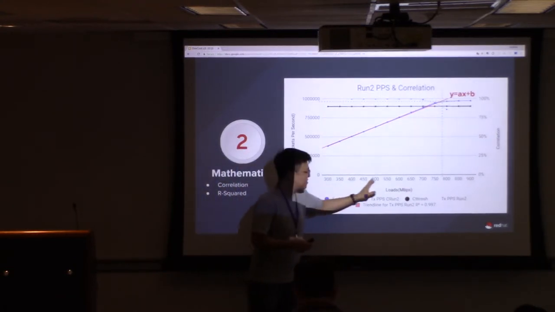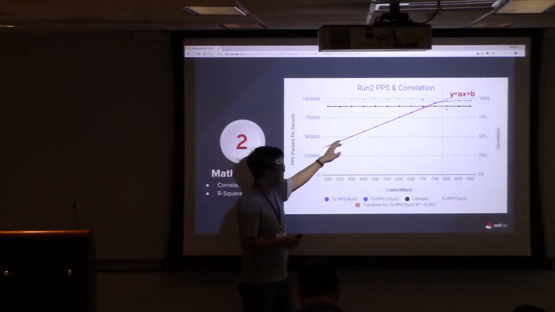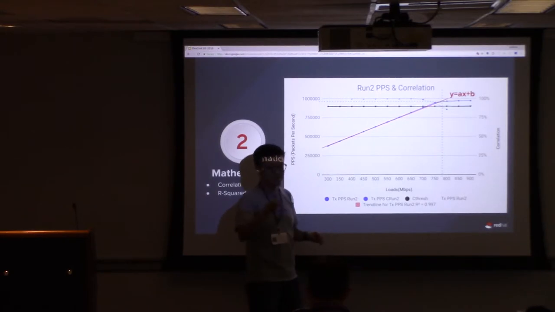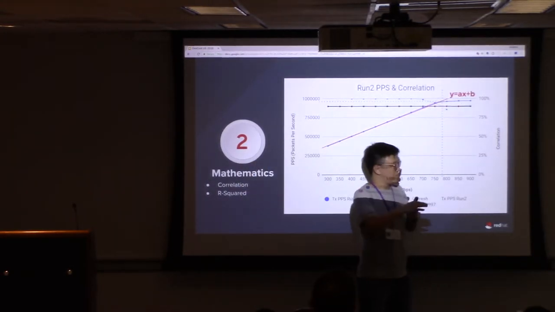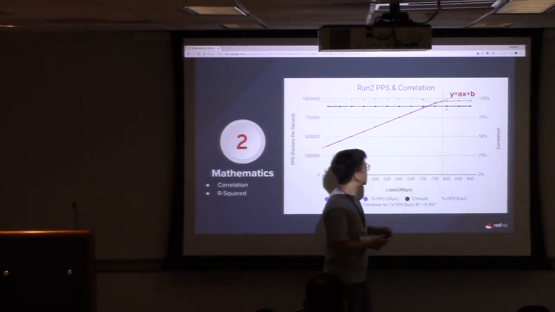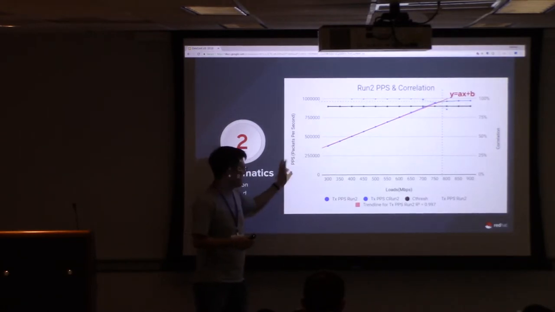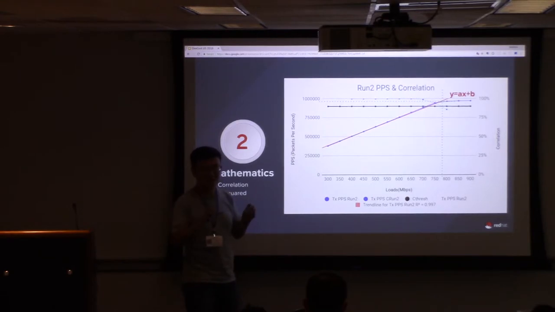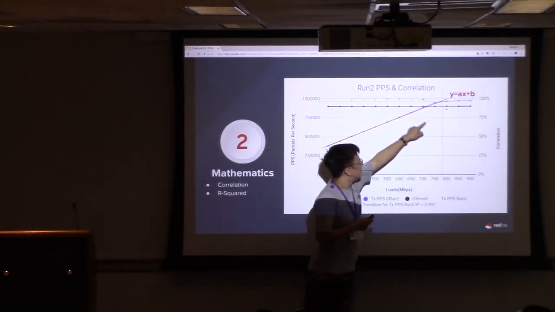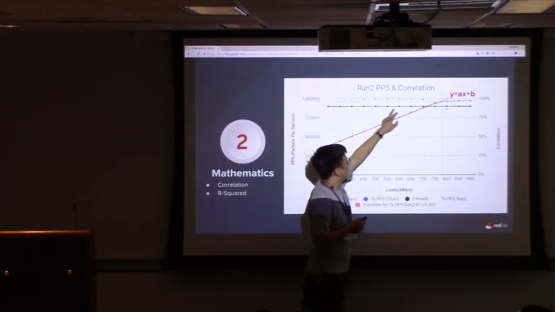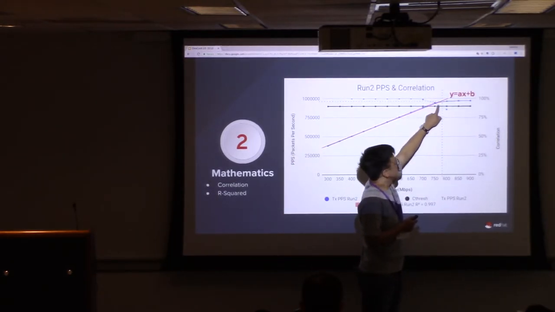So when the load increases, the PPS should increase as well, right? But when the network adapter cannot handle that amount of traffic, they will go to one line. The load and the PPS are two variables that have a relationship, so I can calculate the correlation value between them. The blue dotted line indicates the correlation. You can see the correlation is always 100%, but at this point it drops, because the PPS cannot increase.